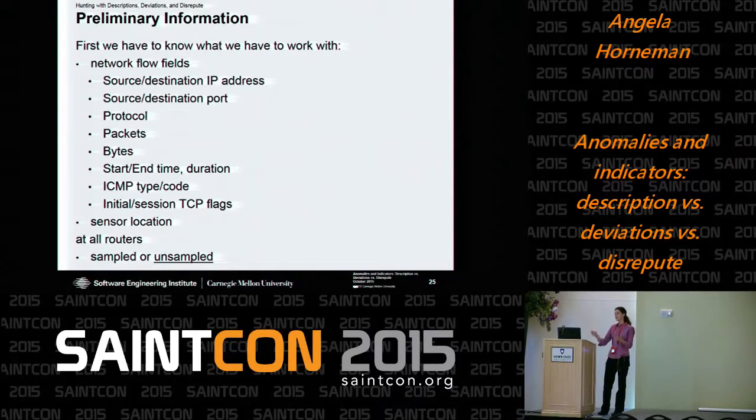and it has this many bytes. It started at this time and ended at this time. Does that make sense? Your network flow can summarize. Yes.